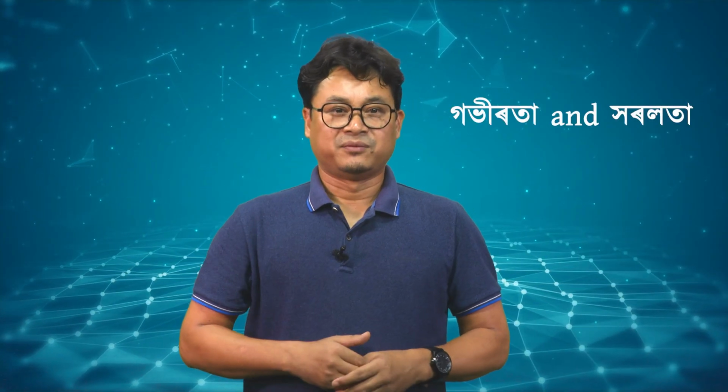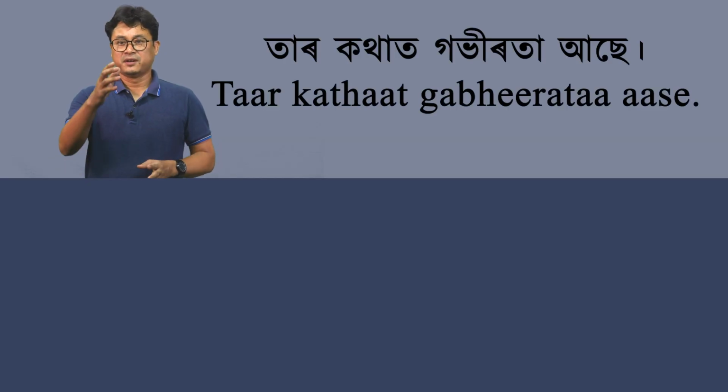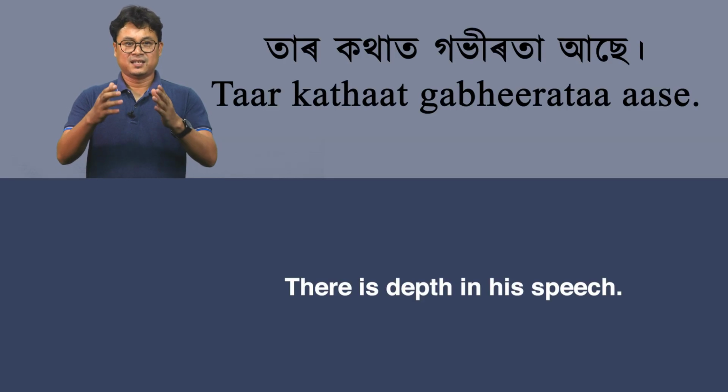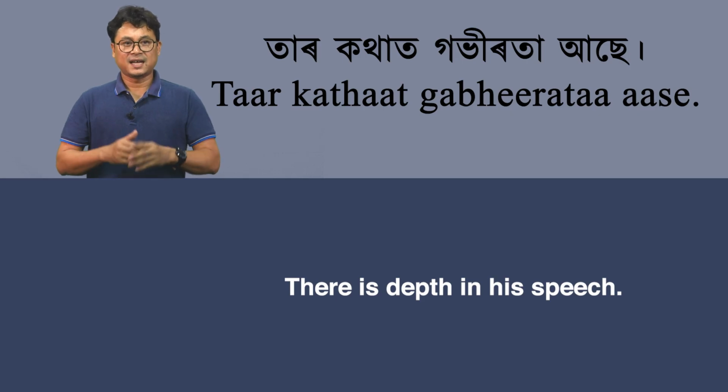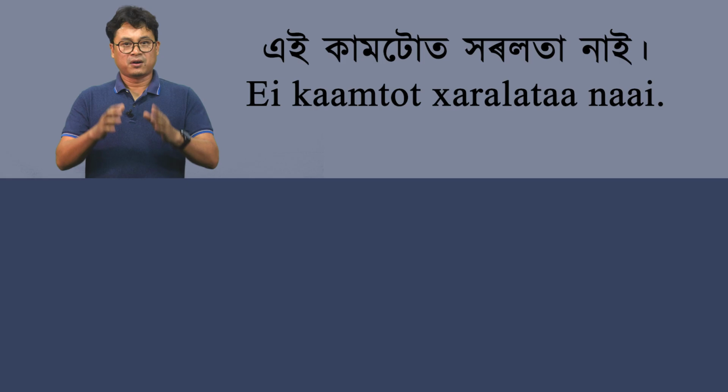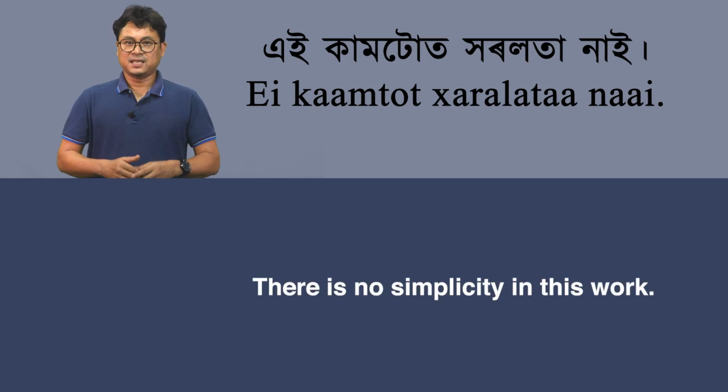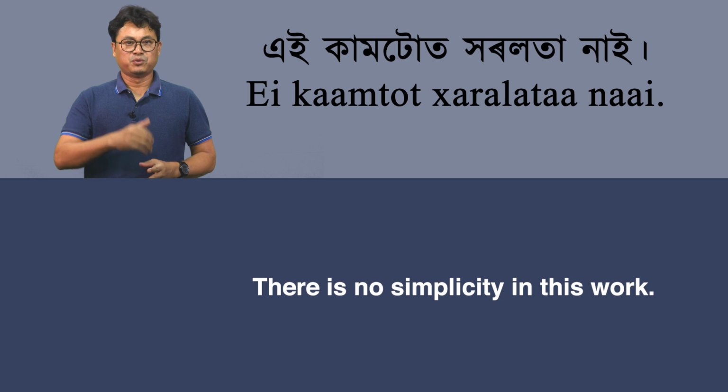Let's frame a couple of sentences using gobhirota and horolota. Tar kothat gobhirota ase. That means there is a depth in his speech. And ei kamtut horolota nai, which means there is no simplicity in this work. Another Assamese derivational suffix is e.